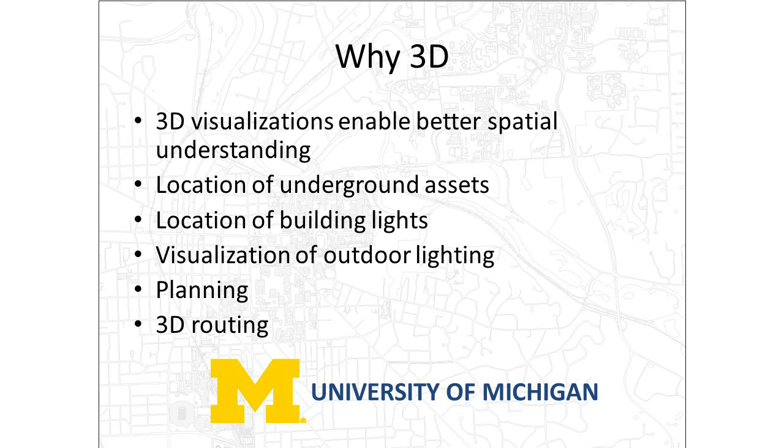So why do we want to do 3D? We want to be able to better visualize where our assets are on campus. We want to better locate where our underground assets are. We're responsible for building lights, and we have issues with where they're at in the third D on a building, to be able to give that information to the people going out and doing the PMs or the repairs on them. On our campus base map, it doesn't show up very well. They don't know what equipment to take out with them.